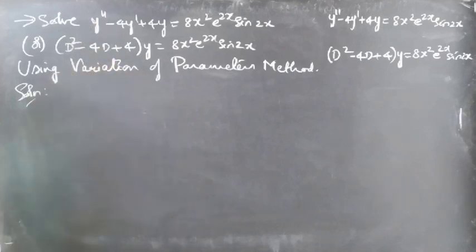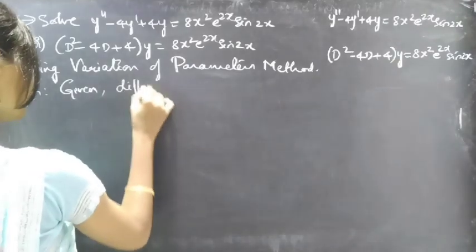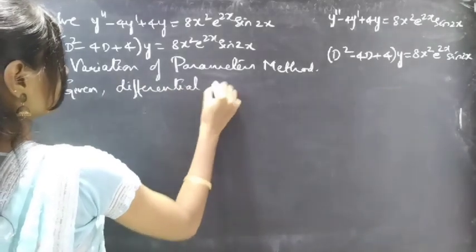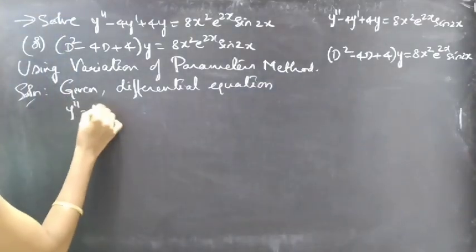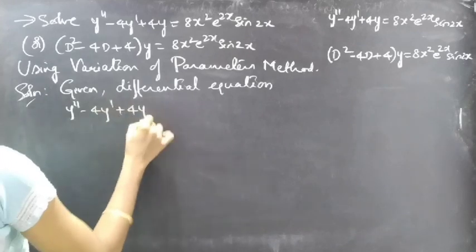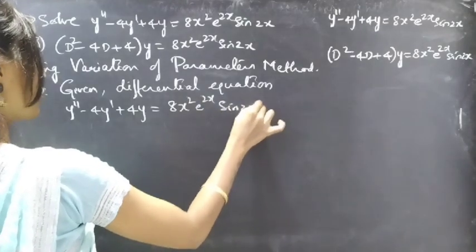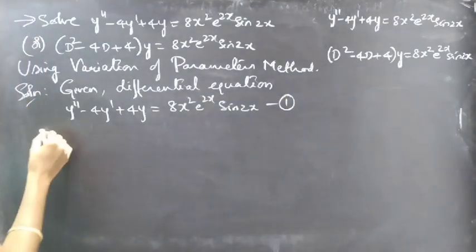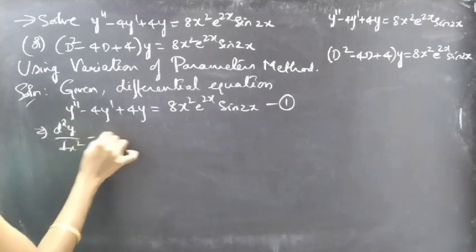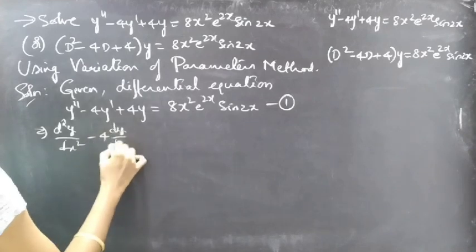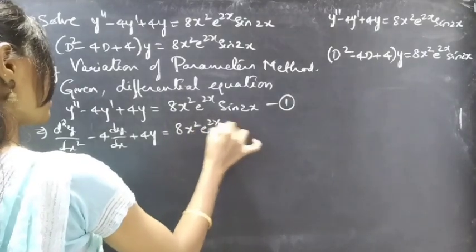We are given a differential equation of order 2. Given differential equation: y'' - 4y' + 4y = 8x² e^(2x) sin 2x. Consider this as equation 1. Now we can write y'' as d²y/dx², minus 4 into y' as dy/dx, plus 4y equal to 8x² e^(2x) sin 2x.